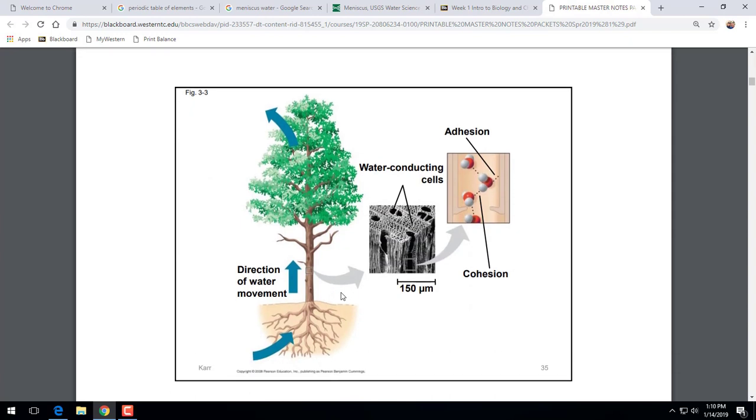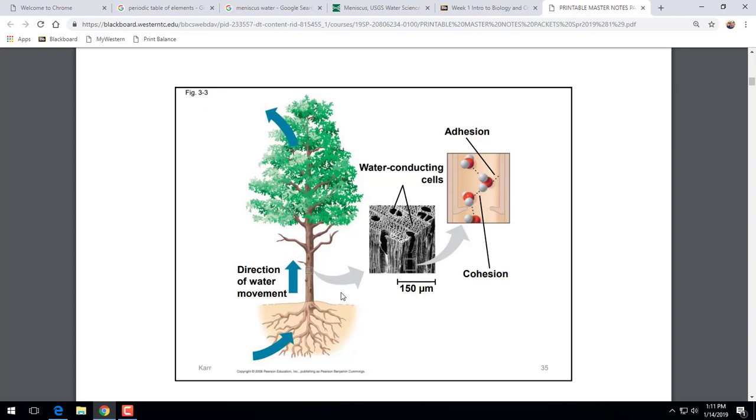Again, if we look at how water moves up through the roots, what would it be? It has to go up through these cylinders, these water conducting cells, so it has to stick to the edge of the water conducting cells. That's adhesion. But then the water sticking to itself, so as water is leaving through the leaves, more water is pulled up to the leaves through the stems through cohesion, where water is sticking to itself.